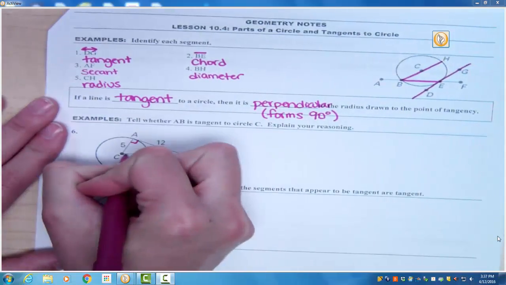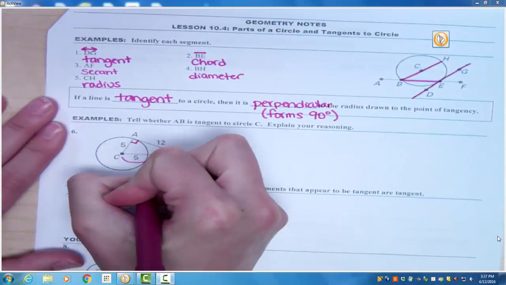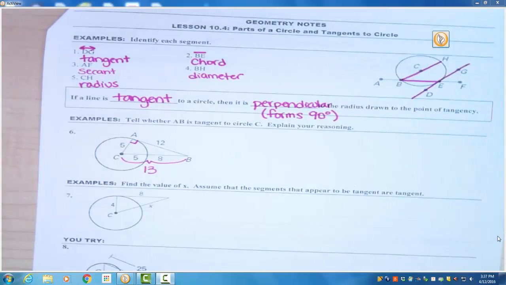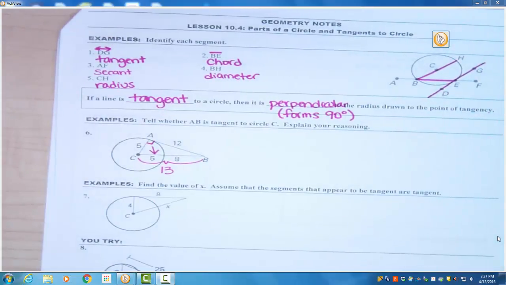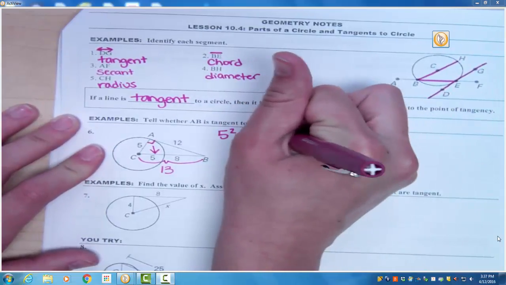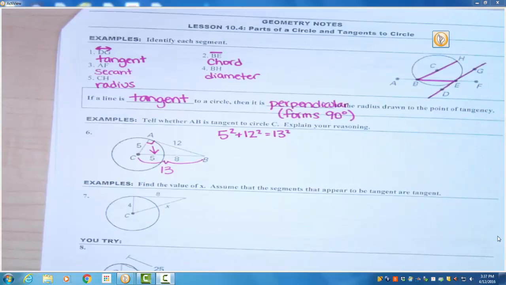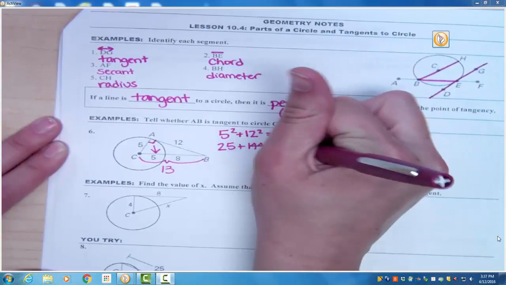So if this part here is 5 and this part is 8, then that means that this whole thing is 13. In order for me to verify that that is a right angle, I can use the Pythagorean theorem. If a squared plus b squared is equal to c squared, then that means it has to be tangent. If it's not equal, then it's not tangent. I know that my c squared is always the side opposite of the right angle, so in that case, it's going to be 13. So 5 squared plus 12 squared equals 13 squared. 5 squared is 25, 12 squared is 144, and 13 squared is 169.